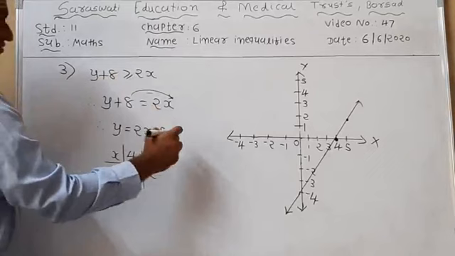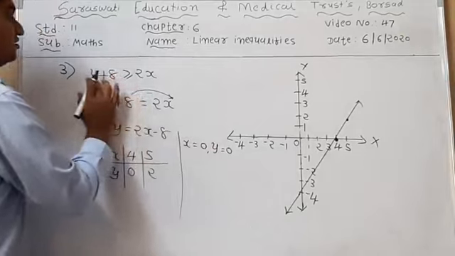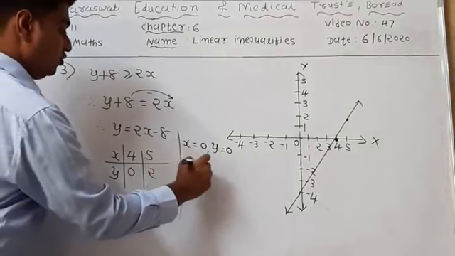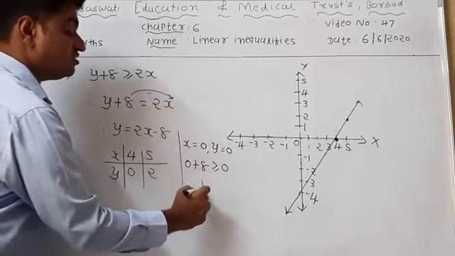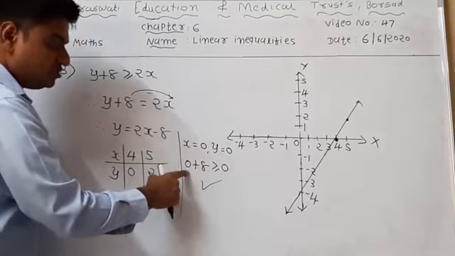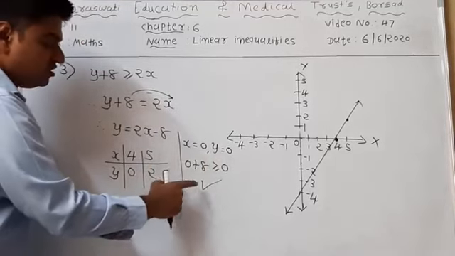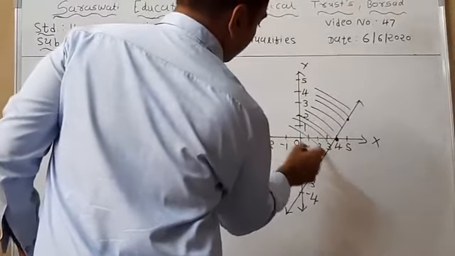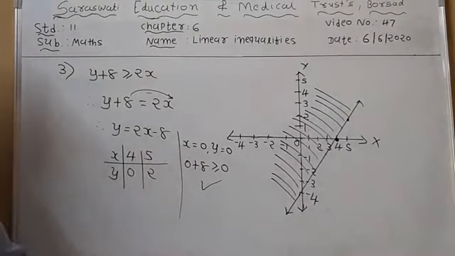Now after that, decide which side to draw the shaded portion. So here in place of x and y consider 0. Here we consider x is equal to 0, y is equal to 0: 0 plus 8 greater than or equal to 0. So this condition is satisfied because 8 plus 0 is 8, and 8 is bigger than 0. So this condition is right, and here the right condition is present. So our shaded part is represented on the origin side. So our answer is like this. Next question.